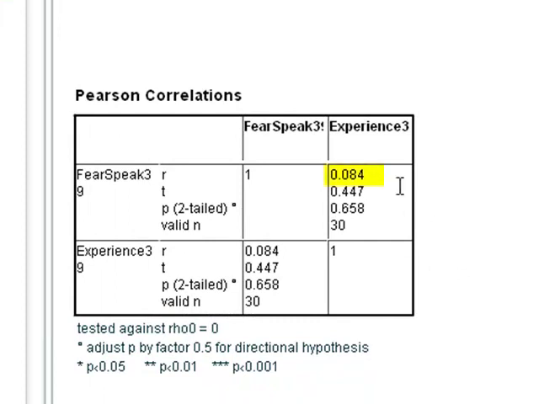It tells me that the correlation between fear of speaking and experience for person number 39, it looks like only the 3 is showing there in this box, is, as you can see, 0.084, which we would round to just 0.08. And it also shows me that the significance level, or the p-value, is 0.658, which we could round to 0.66, but actually when you report things, as you'll learn in Module 7, you just say that it's N.S., not significant.